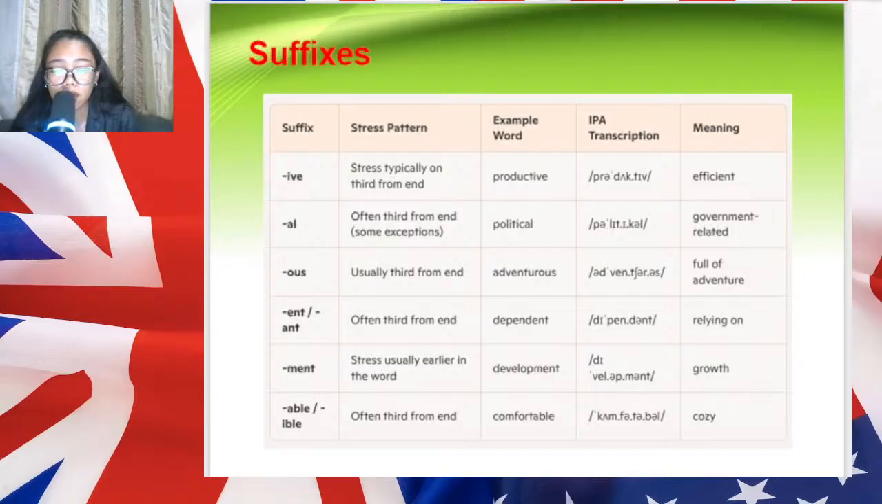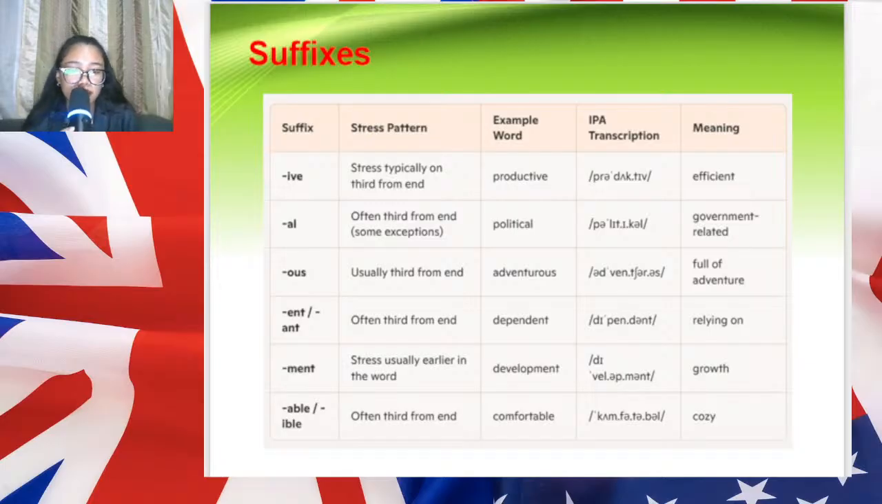For argument, here the rule says stress is usually earlier in the word. Words ending in -ment tend to keep the stress further forward. Alright, so that's that. What word was it? Dependent. So again, often third from the end. That's for -ent.